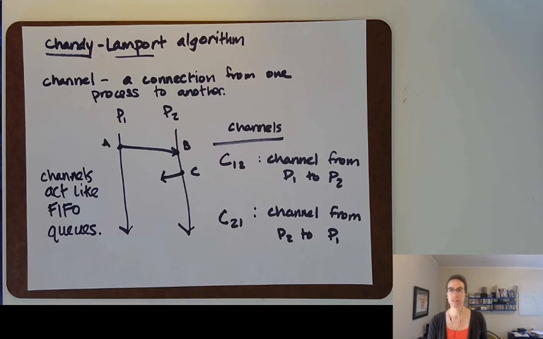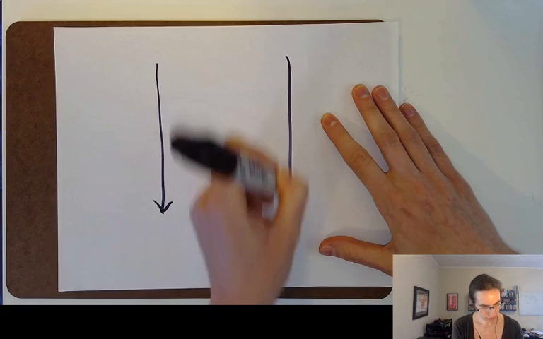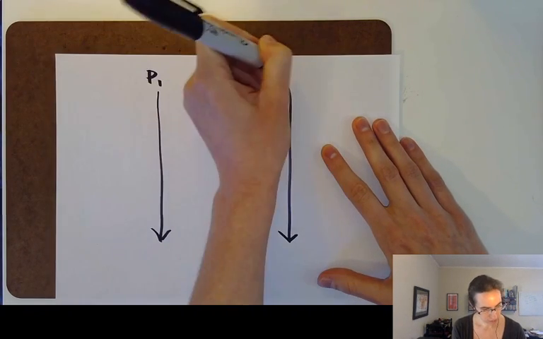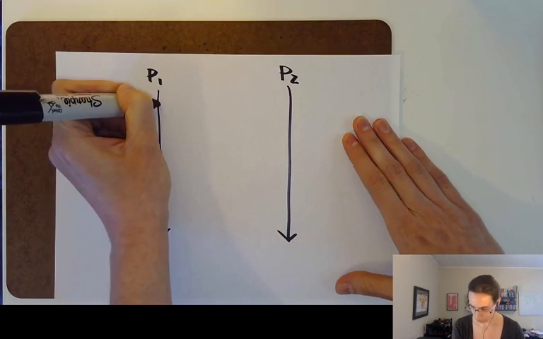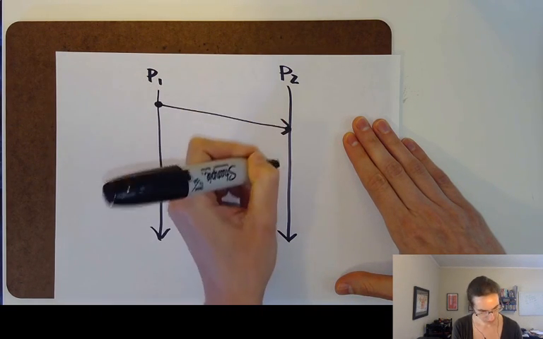Okay. So in the short time that we have left, let's try to do a really simple example of running the Chandy-Lamport algorithm. So one particular process kicks things off, and we call it the initiator process. So say again that we just have P1 and P2, and we have a message like this, and then one like this.